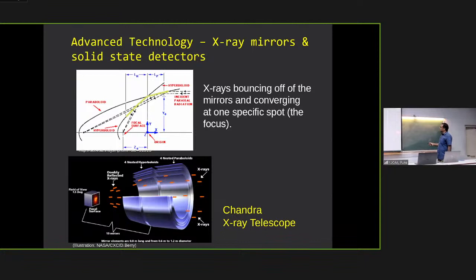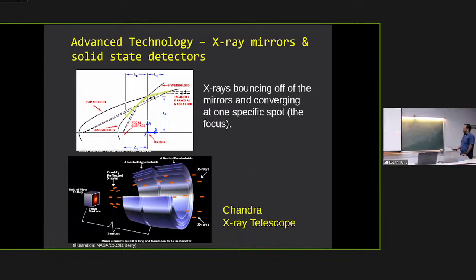Then the X-rays which are incident, such that their grazing angle is small, will get reflected first from the paraboloid mirror, then from the hyperboloid, and then finally the X-rays come to this focus point. And this is how one can actually focus X-rays, and this is called the Wolter type 1 geometry.